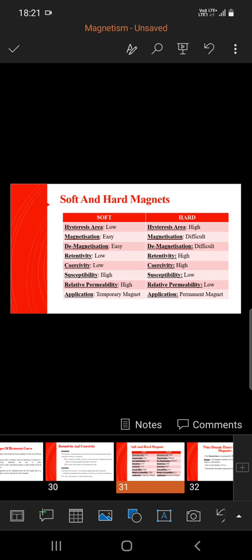Soft and hard magnets, the differences. Hysteresis area is high in hard and low in soft. Magnetization is easy in soft and difficult in hard. Demagnetization is easy in soft and difficult in hard. Retentivity is low in soft and high in hard. Coercivity is low in soft and high in hard. Susceptibility is high in soft and low in hard. Relative permeability is high in soft and low in hard. Application: soft is a temporary magnet and hard is a permanent magnet.